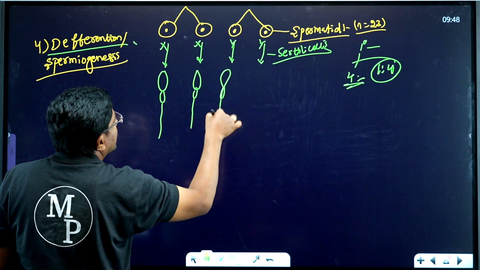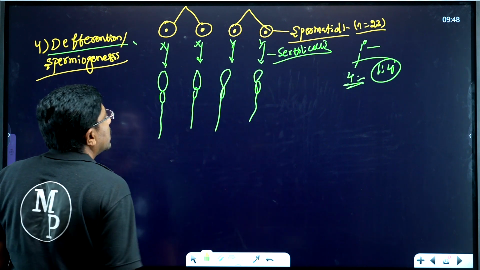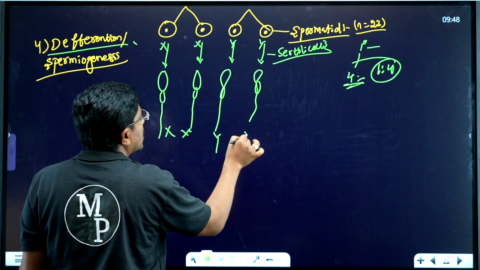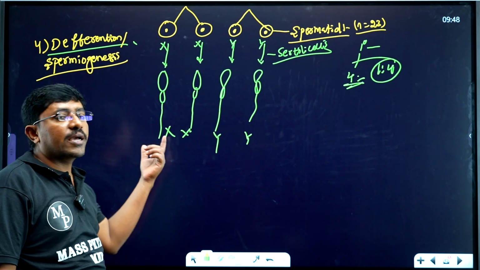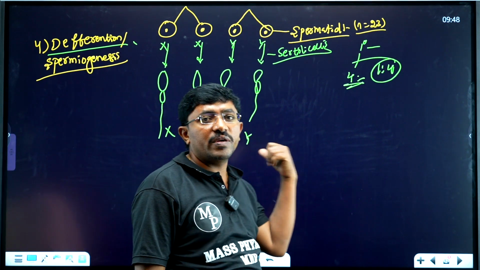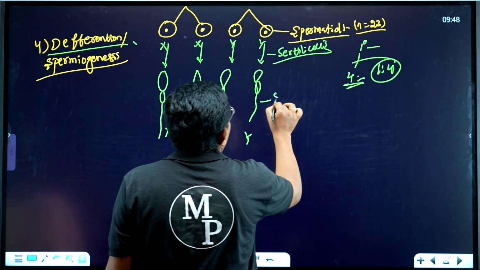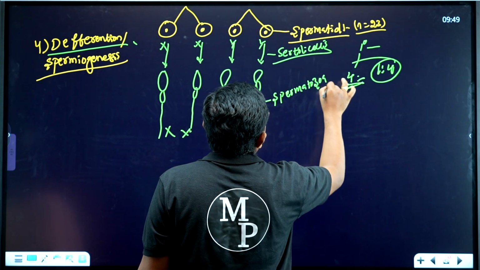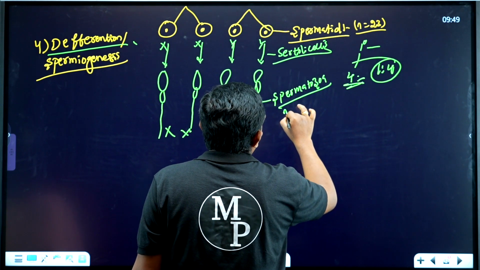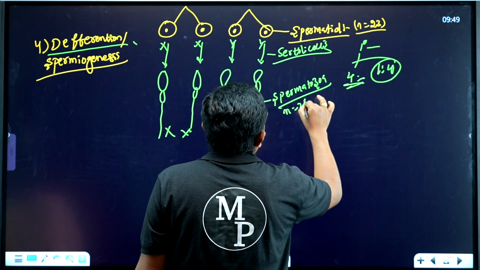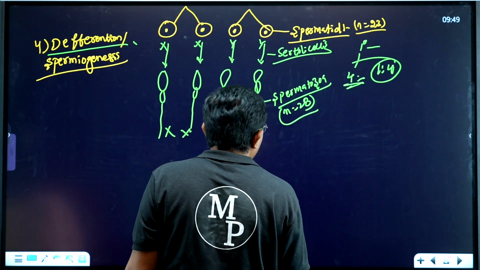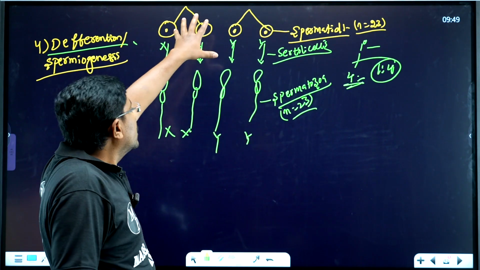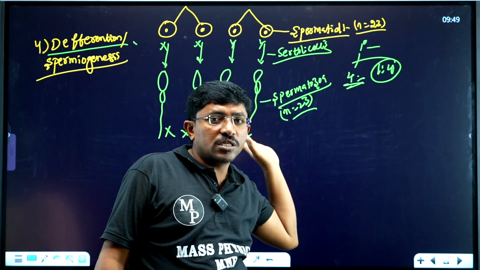Now the sperms are produced. Of the total 100 percent of sperms, 50 percent have the X chromosome and 50 percent have the Y chromosome. Now these are the spermatozoa, and each spermatozoon is haploid, with 23 chromosomes. This is the end of the spermatogenesis process.